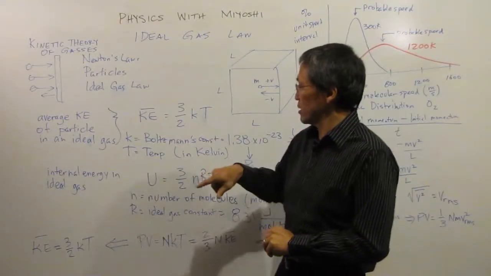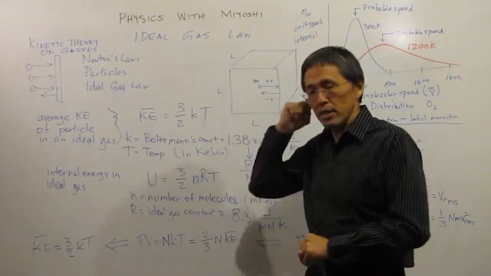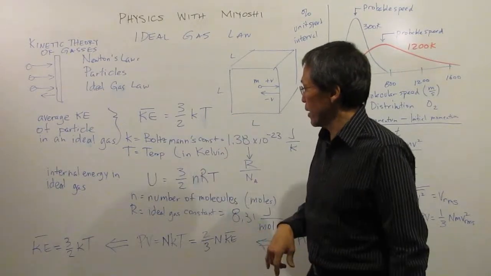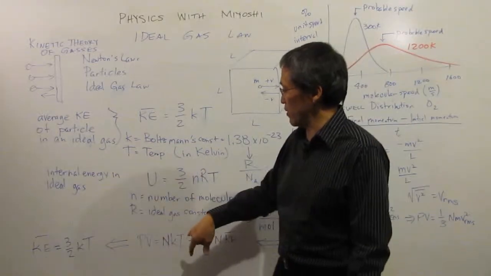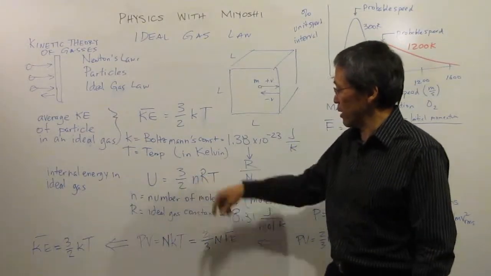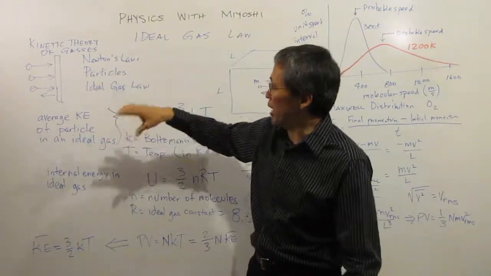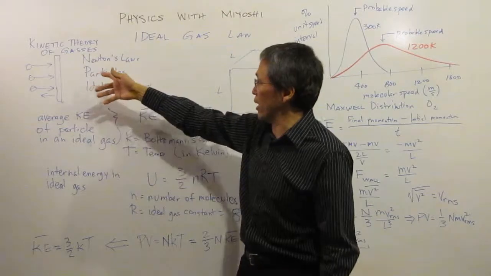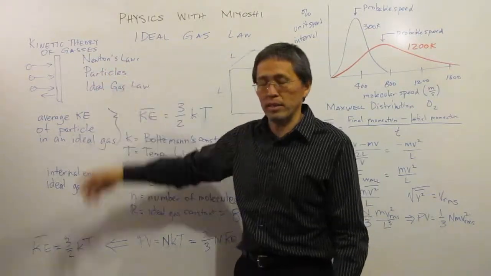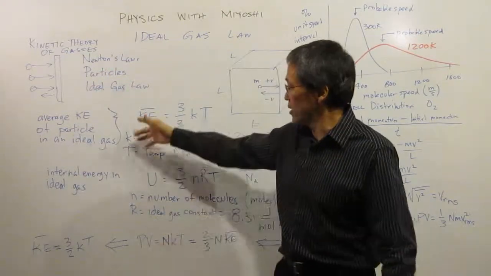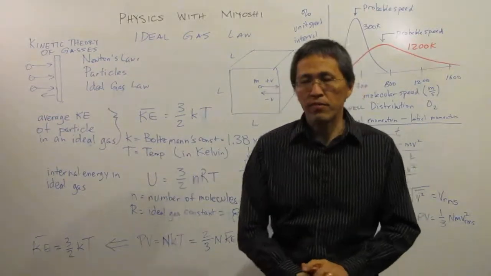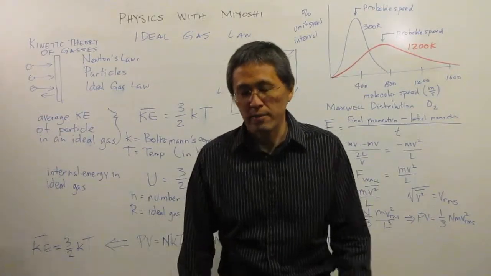The average kinetic energy is 3/2 kT, and the internal energy of an ideal gas is 3/2 nRT. So a little bit about the kinetic theory of ideal gases, hopefully reconciling Newton's laws and particles and the ideal gas law to find these couple of nifty equations for us to use with ideal gases.